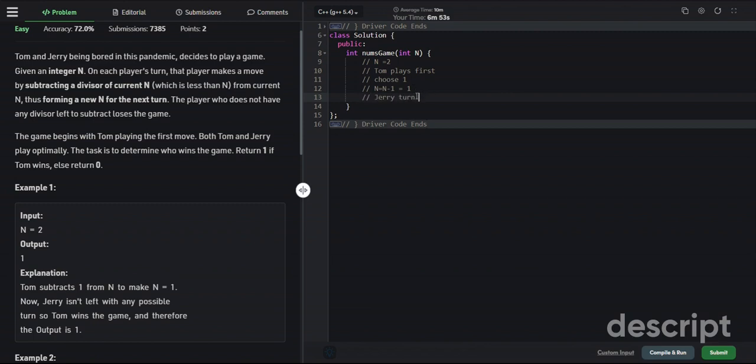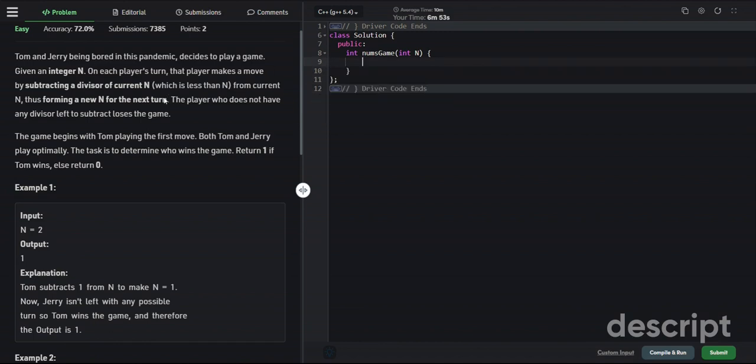Now, Jerry cannot choose any divisor for 1 because 1's divisor is only 1 and you cannot choose the number itself as its divisor. Hence, Jerry loses and Tom wins. And you can see the output as 1. And if Jerry wins, we have to output 0. So that's all this question needs.